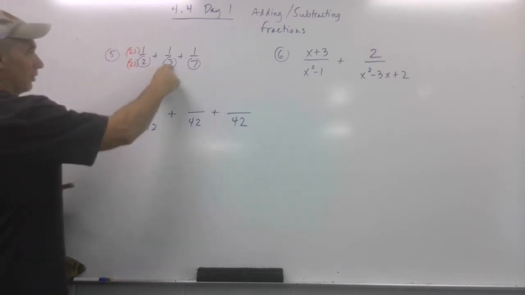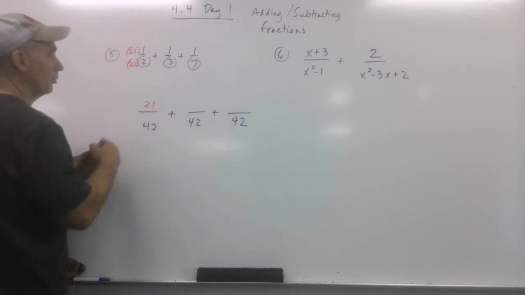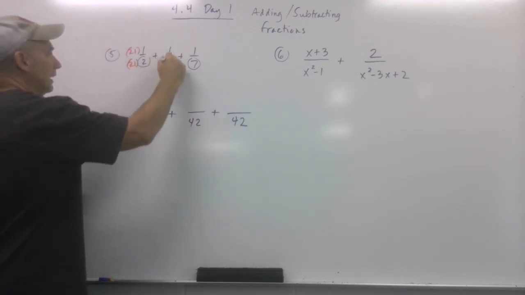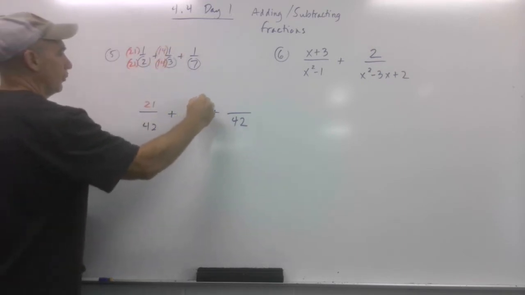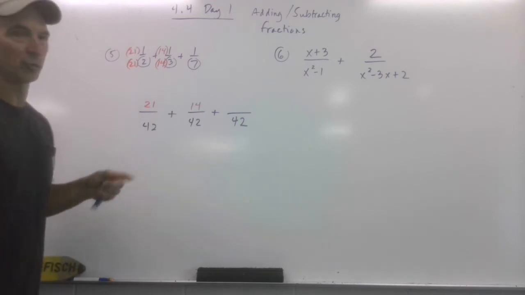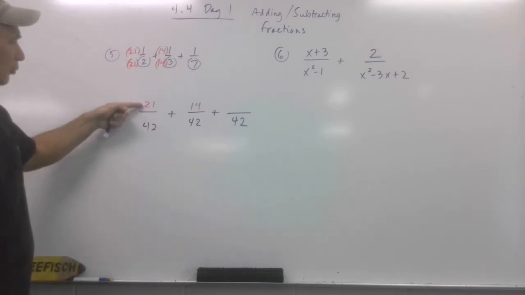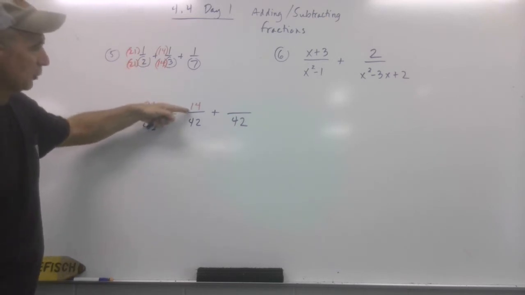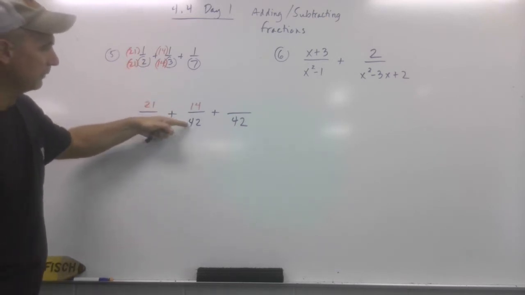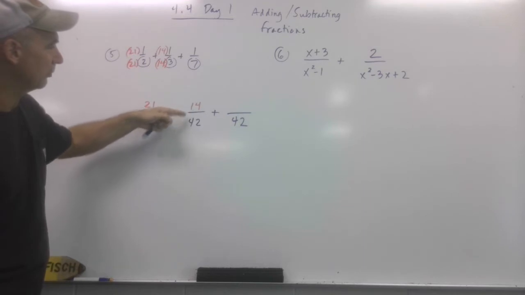Now I'm gonna do the same with the 3. 3 times what is 42? That would be 14. But I gotta multiply the top by 14. So I get 14. Now, if you're not sure if this is working, just think, well, if I reduce 21 over 42, will that give me 1/2? Yes. Now, 14 over 42 is a little bit more difficult, but is that 1/3 if I reduce it?